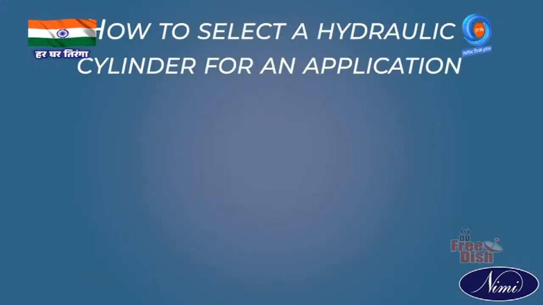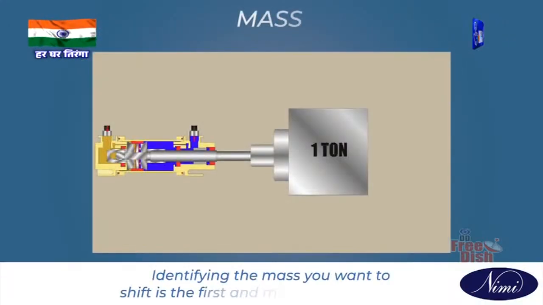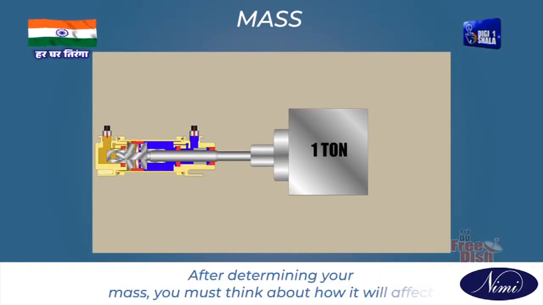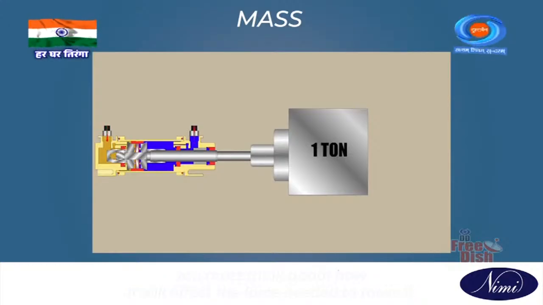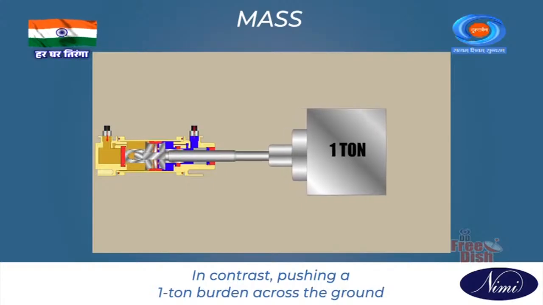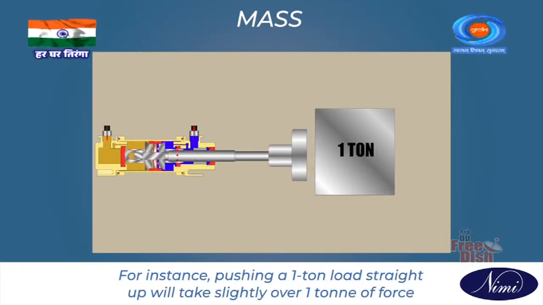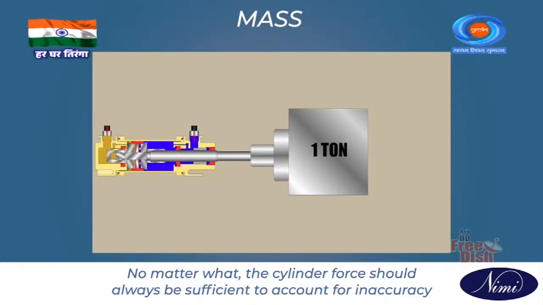How to select a hydraulic cylinder for an application? Number 1. Mass. Identifying the mass you want to shift is the first and most important stage. After determining your mass, you must think about how it will affect the force needed to move it. In contrast, pushing a 1-ton burden across the ground will only require enough force to overcome friction and acceleration. For instance, pushing a 1-ton load straight up will take slightly over 1 ton of force. No matter what, the cylinder force should always be sufficient to account for inaccuracy.